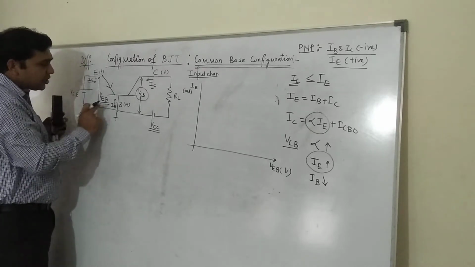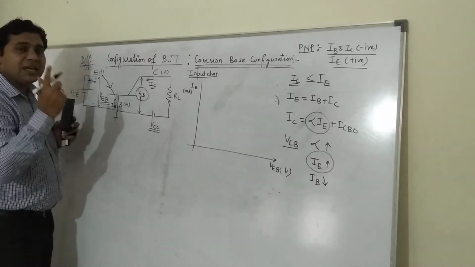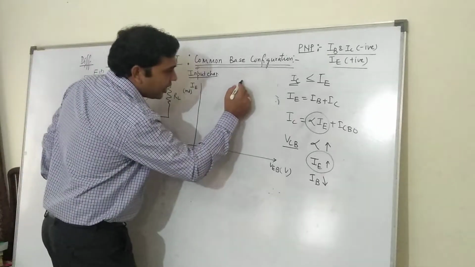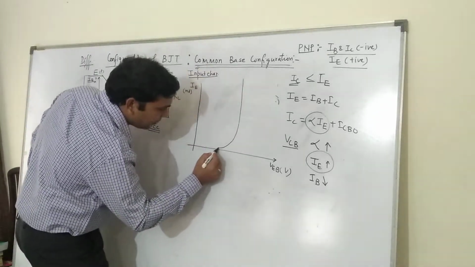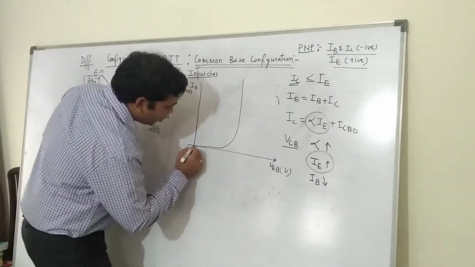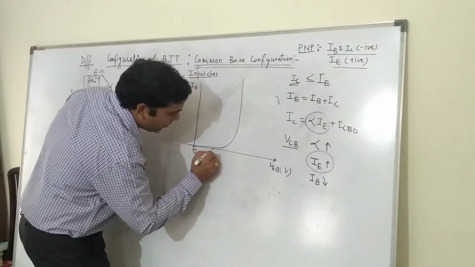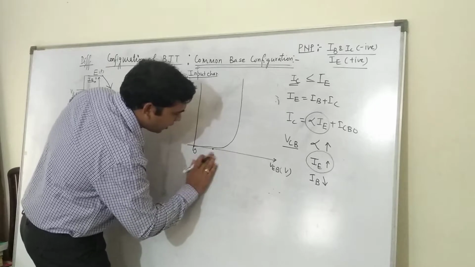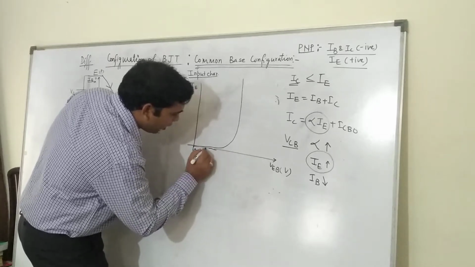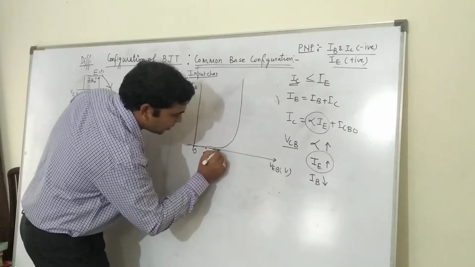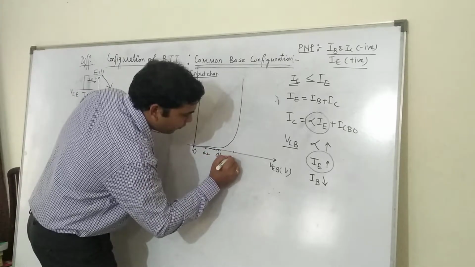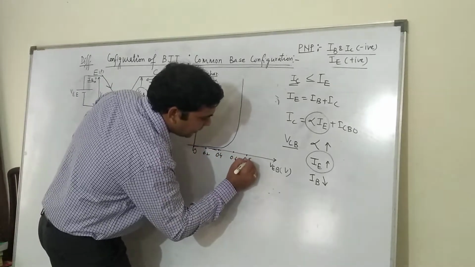So the characteristics of this junction will be similar to a forward bias PN junction diode. So that means it will simply be like this. Let's say this is 0 volt, this is 0.2 volt, and then you have 0.4, 0.5, 0.6, 0.8, like this.